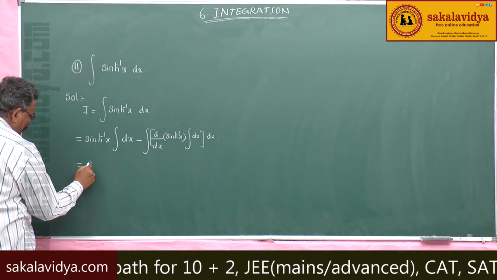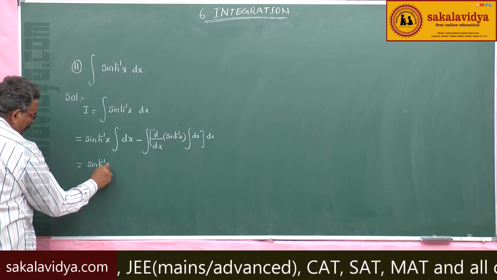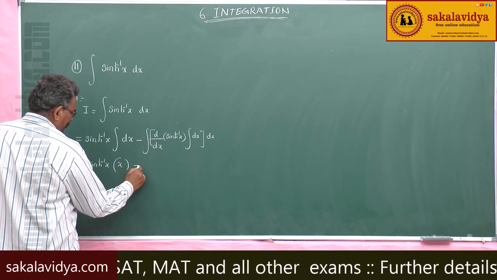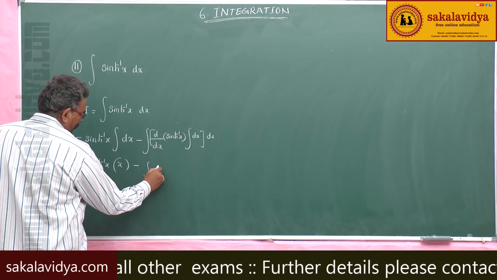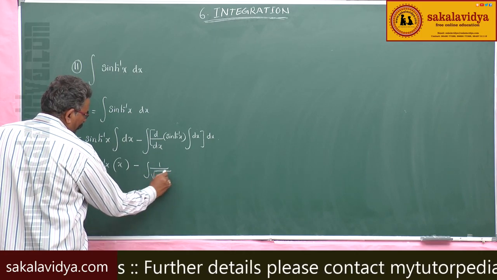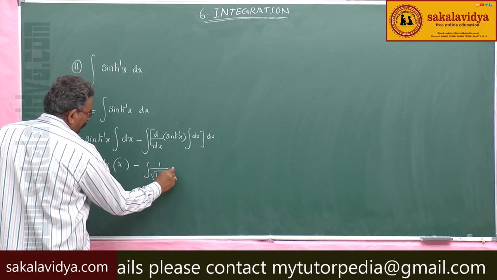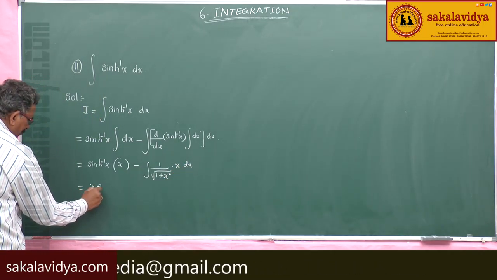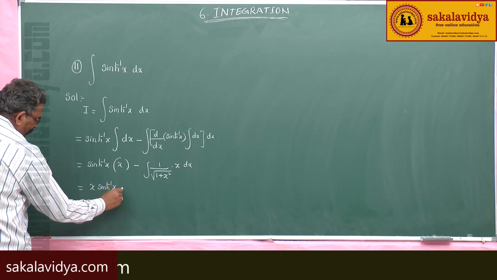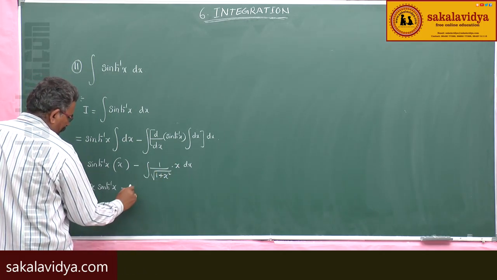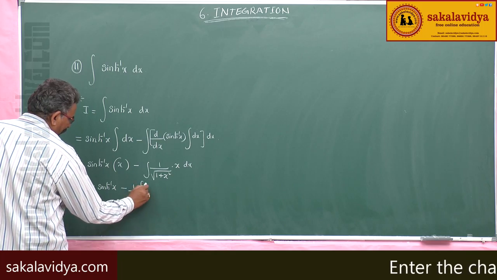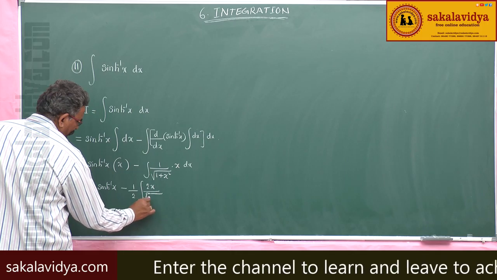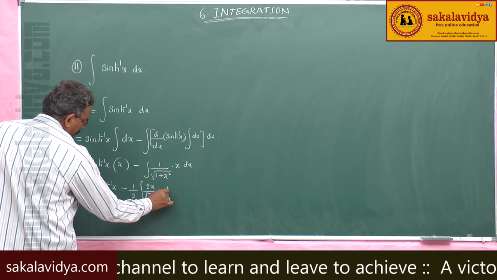Now sin h inverse x, integral of dx is x, minus integral of derivative of sin h inverse, which is 1 by root of 1 plus x square, into x dx. Now this is x sin h inverse x minus, multiply by 2 divide by 2, 1 by 2 integral 2x by root of 1 plus x square dx.